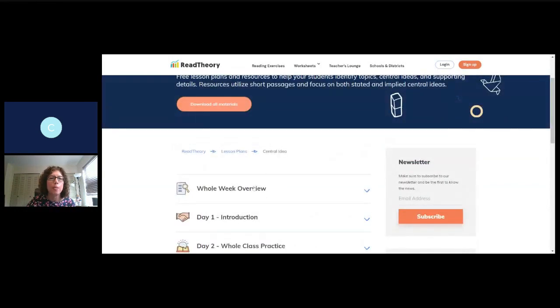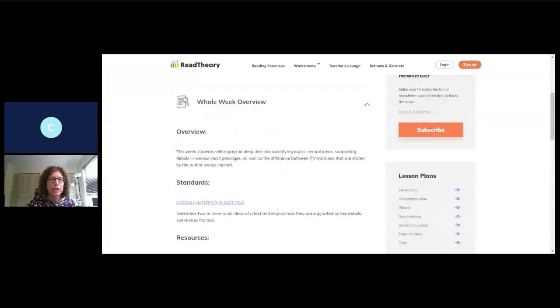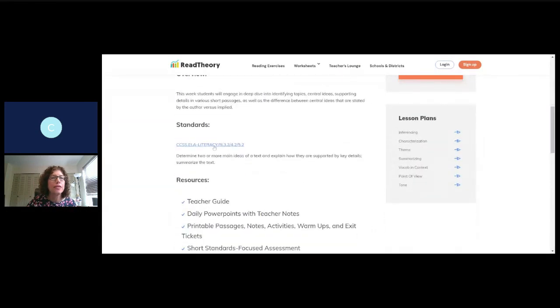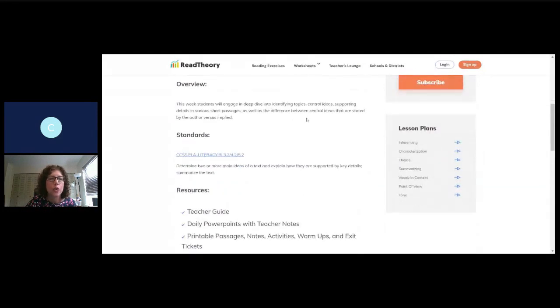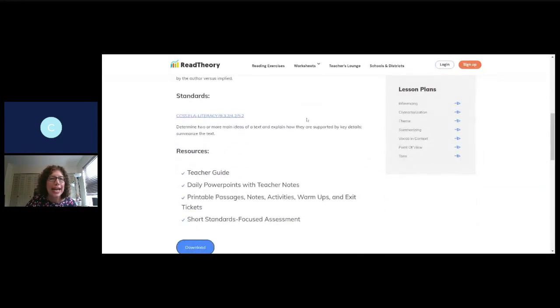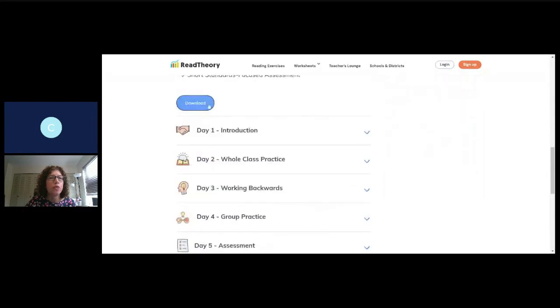I'm going to teach central idea. So it gives you the Common Core standard that you're focusing on. And again, this one says it's RI 3, 4, or 5, grade 3, 4, or 5. But again, depending on the level of your students, it would be applicable, and you can tweak as needed. And once you put in your email address, you'll be able to download the worksheets and activities that go with that.